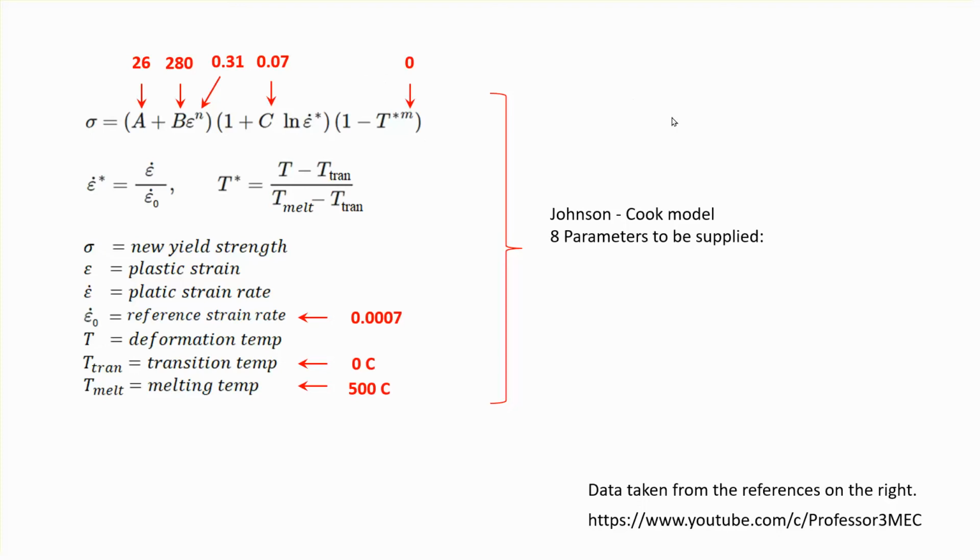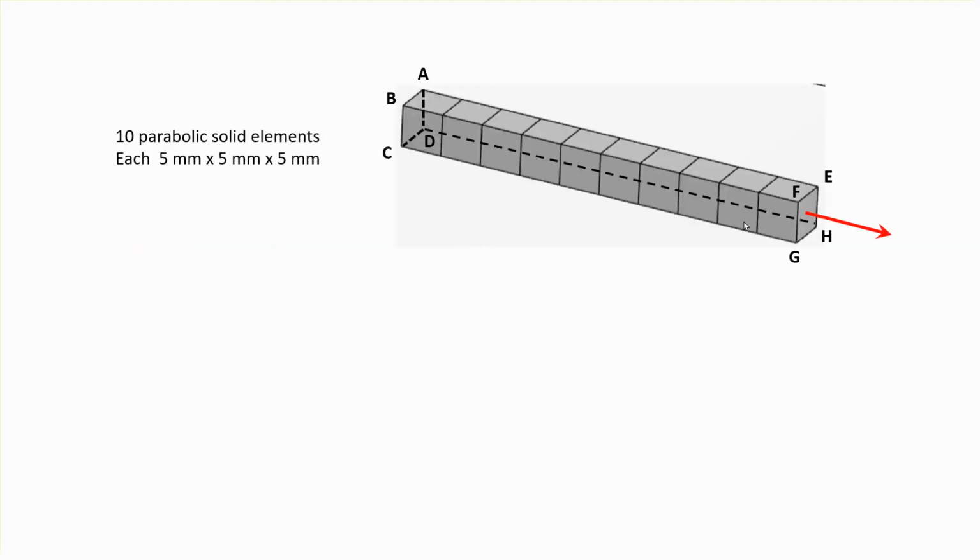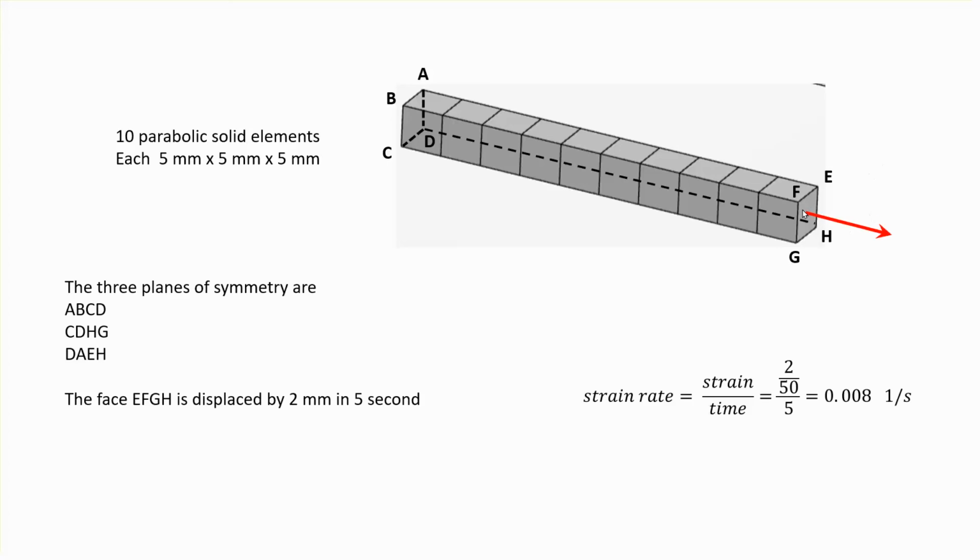Now, the problem that we're going to do is this bar, which is going to be meshed with 10 parabolic elements, and there are 3 planes of symmetry, and this face NEFGH is loaded by being displaced by 2 millimeters in 5 seconds.